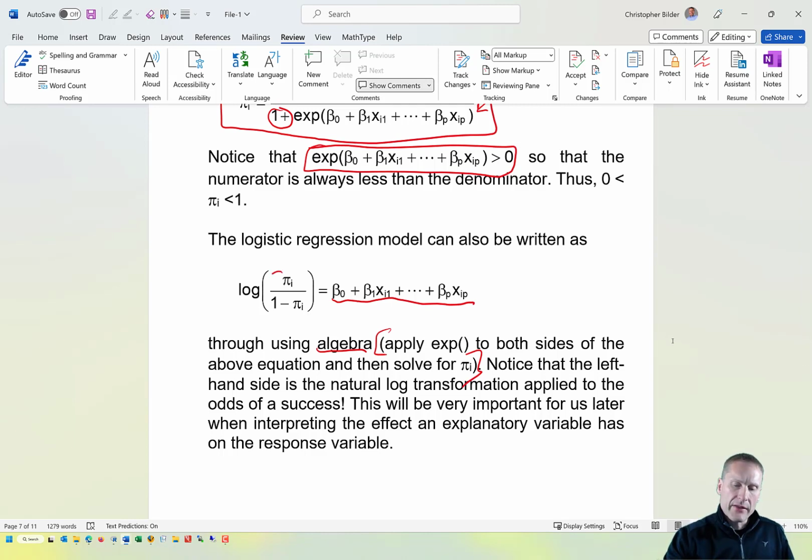Now notice what's inside this log. Probability of success divided by the probability of failure for the ith item. This is an odds. So what this logistic regression model allows us to do is model the log odds of a success as a function of explanatory variables. Very, very interesting. We will take advantage of the fact that we're working with the log odds throughout this chapter so that we can come up with ways to interpret the effect that x has on the probability of success.